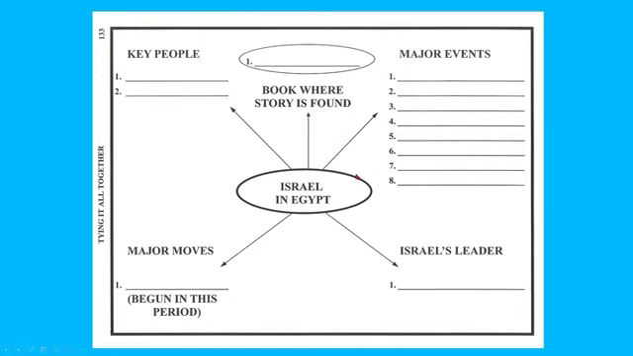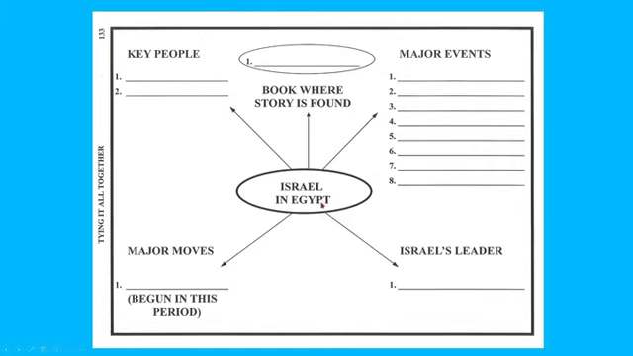Now let's move to the next time period, Israel in Egypt. Now it's during this time period that Jacob's family of 70 becomes a nation of 2.4 million people. So they grow quite a bit while they are in Egypt. God uses this opportunity to make a great nation out of Abraham.